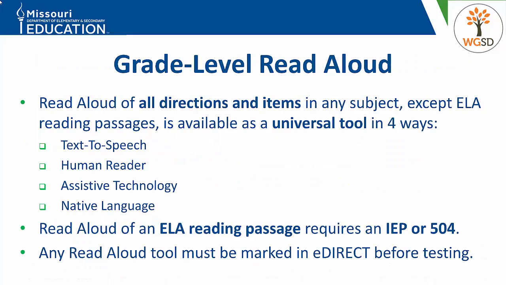Grade level read aloud. Read aloud of all directions and items in any subject except ELA reading passages is available as a universal tool in 4 ways: text-to-speech, human reader, assistive technology, and native language. Read aloud of an ELA reading passage requires an IEP or a 504. Any read aloud tool must be marked in eDirect before testing. The district has chosen to apply the universal tool of text-to-speech, not including ELA reading passages, to all students.